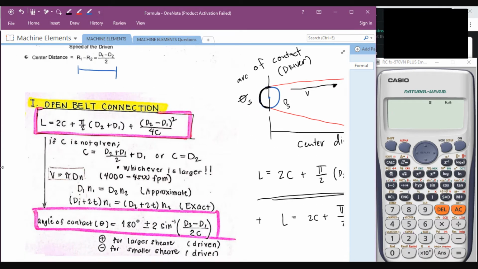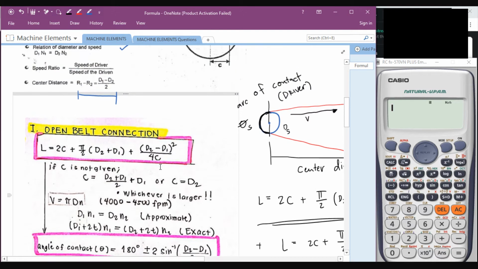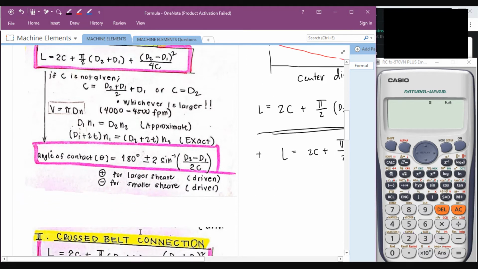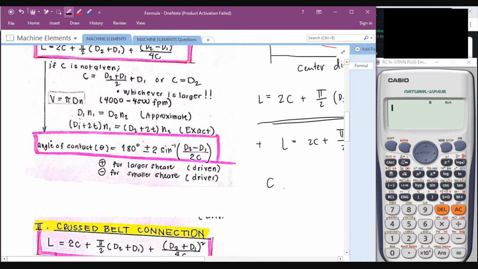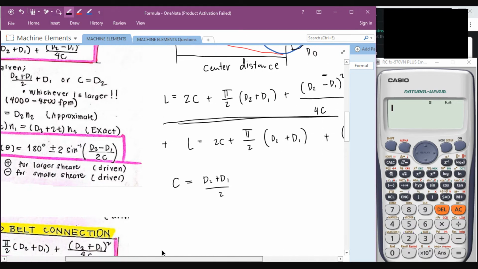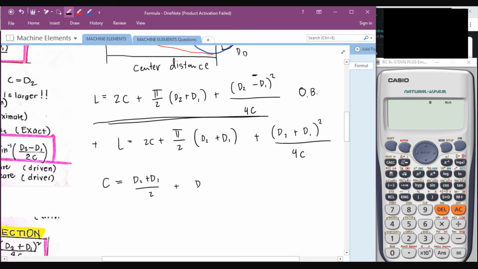How will you get naman yung C? Madali lang naman yung C. Paano makukuha? Sir, yung center distance will be equal to D2 plus D1 over 2 plus D1.